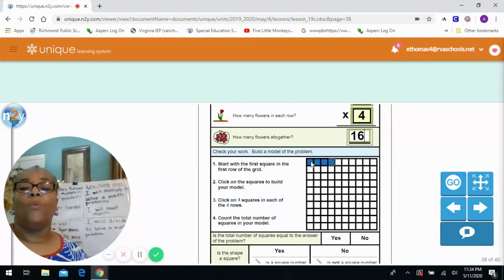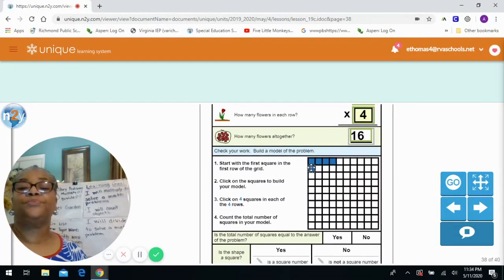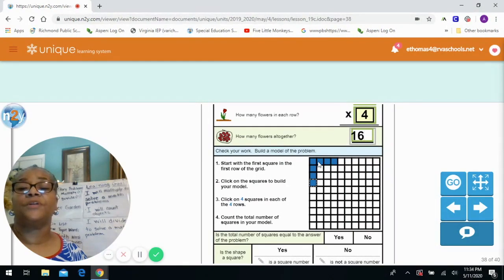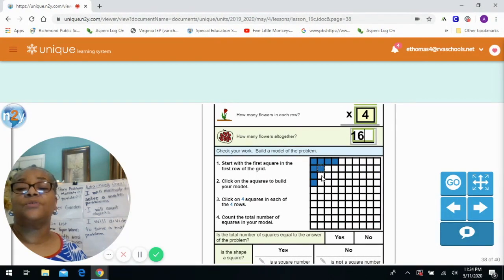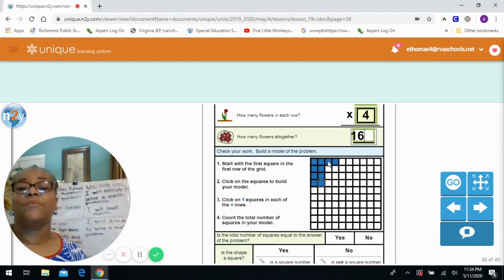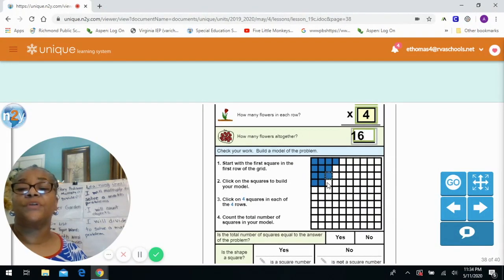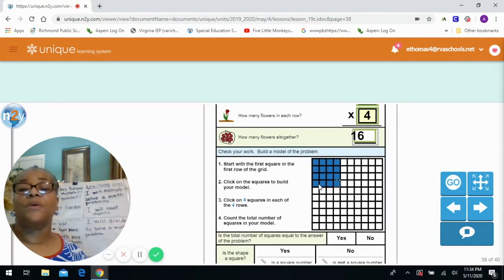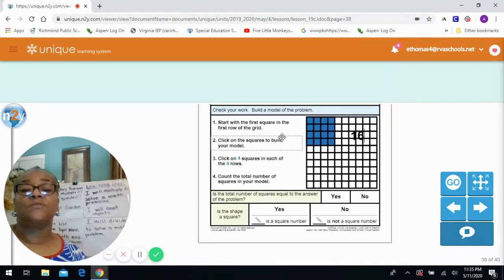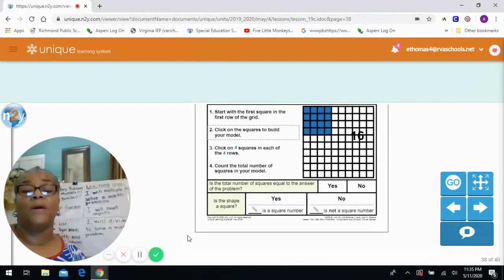And then we have 4 in each row. So that'll be 1, 2, 3, 4. And let's keep going. And then we're going to continue. That's 1, 2, 3, 4. 1, 2, 3, 4. 1, 2, 3, 4. And then we say the number is 16, is it? 1, 2, 3, 4, 5, 6, 7, 8, 9, 10, 11, 12, 13, 14, 15, 16. So we clicked on the squares and we have a total of what?